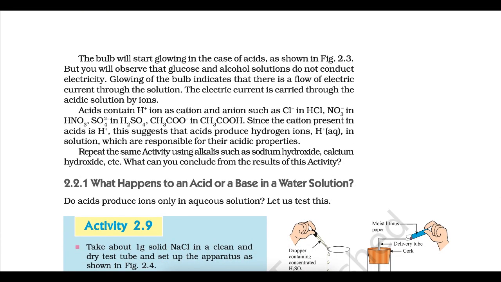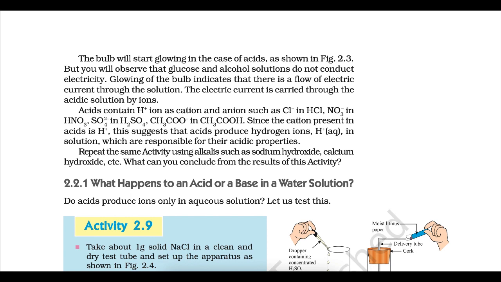The bulb will start glowing in the case of acids, but you will observe that glucose and alcohol solutions do not conduct electricity. Glowing of the bulb indicates that there is a flow of electric current through the solution. The electric current is carried through the acidic solution by ions.